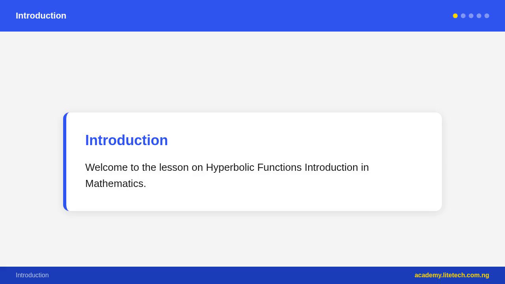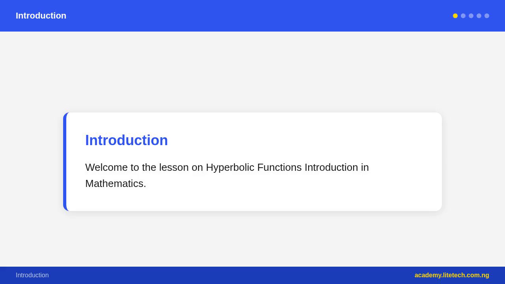Hyperbolic sine, written sinh x, pronounced shin x, equals e to the power x minus e to the power negative x, divided by 2. Hyperbolic cosine, written cosh x, equals e to the power x plus e to the power negative x, divided by 2.